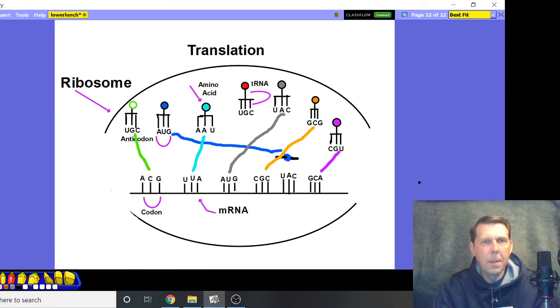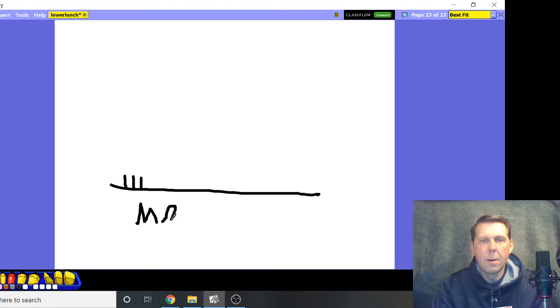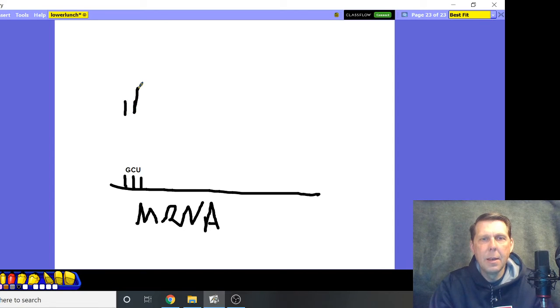So before we go, let's take a real quick look. Here is a codon. This is on the mRNA right here. If the code for this was GCU, okay, that's the codon. What would the anticodon be for this? And we'll just put a dot up here for the amino acid.